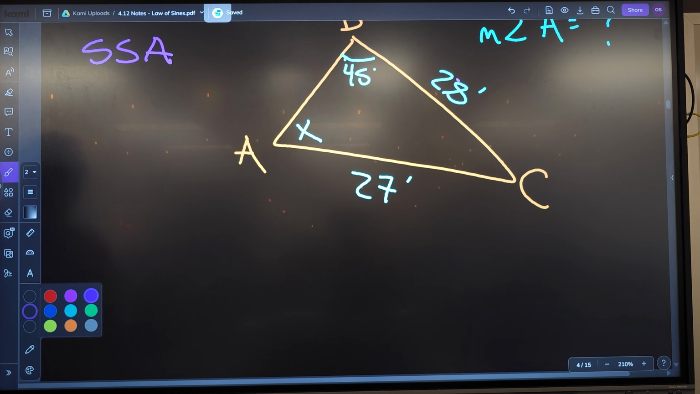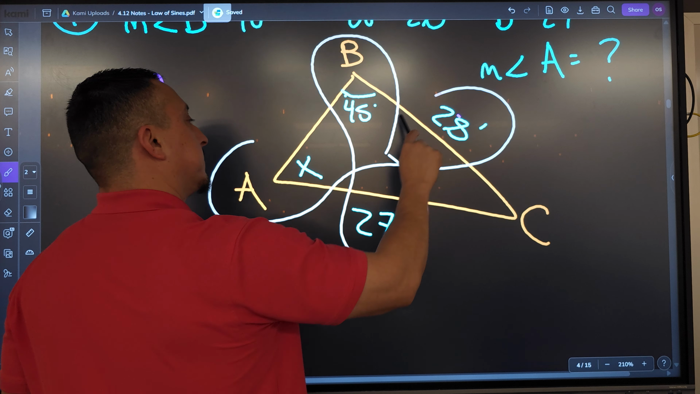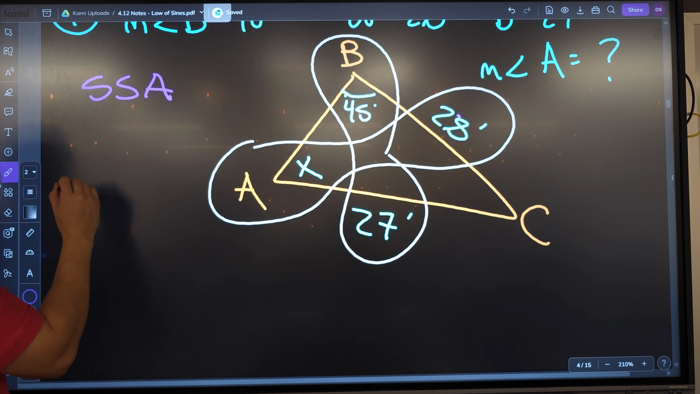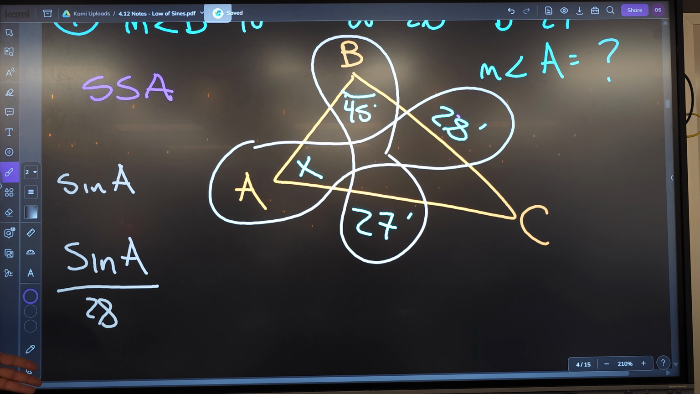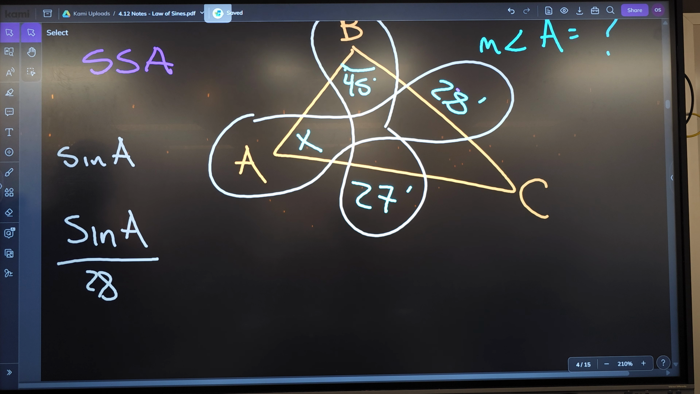What fractions should we use for sure? A, B, or C? A and B. Okay, so B because it's complete, and A because that's what you're looking for. Yeah, that's how you pick. So I'm going to do sine of angle A over side A. If you put B first, that's completely fine. And that equals sine 45 over side 27.